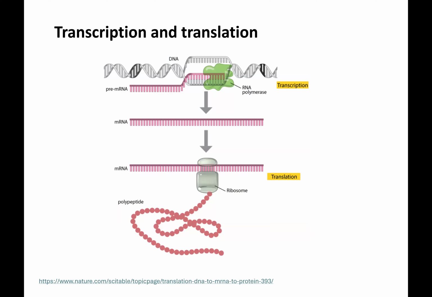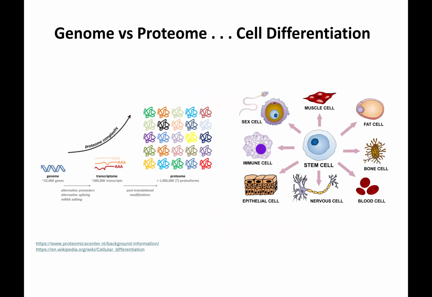Okay. So again, know these terms, transcription, translation, know where they happen in the cell, what the starting material is, what the product is. Because it's important to understand the concept between genome versus proteome. So genome is all the genetic material in a cell. Proteome is the specific proteins that are expressed.